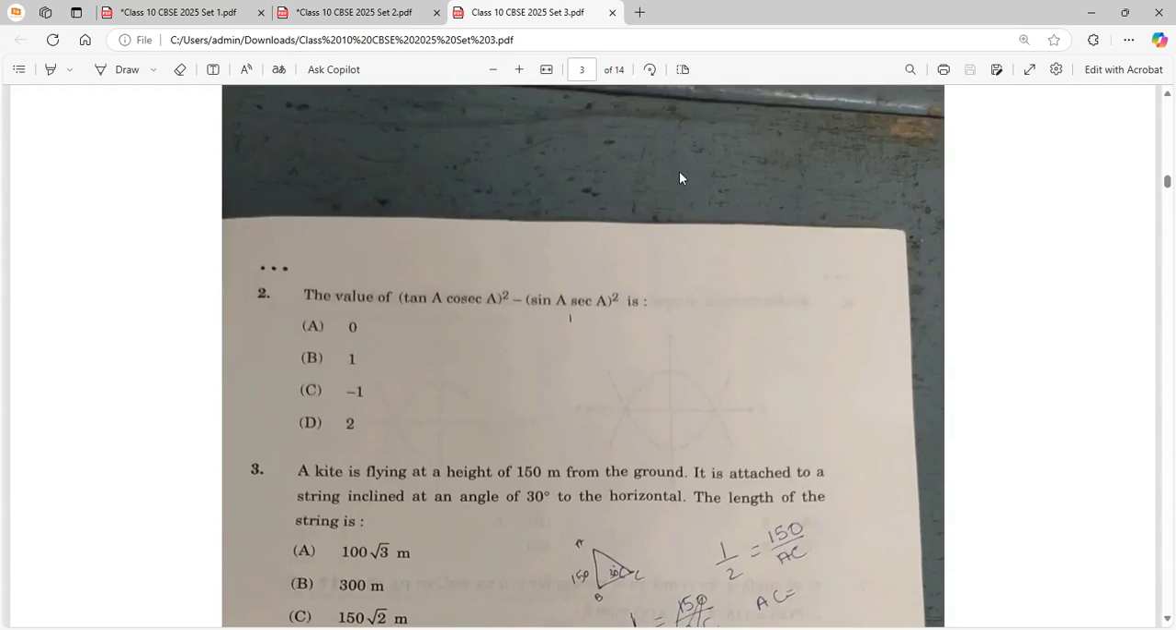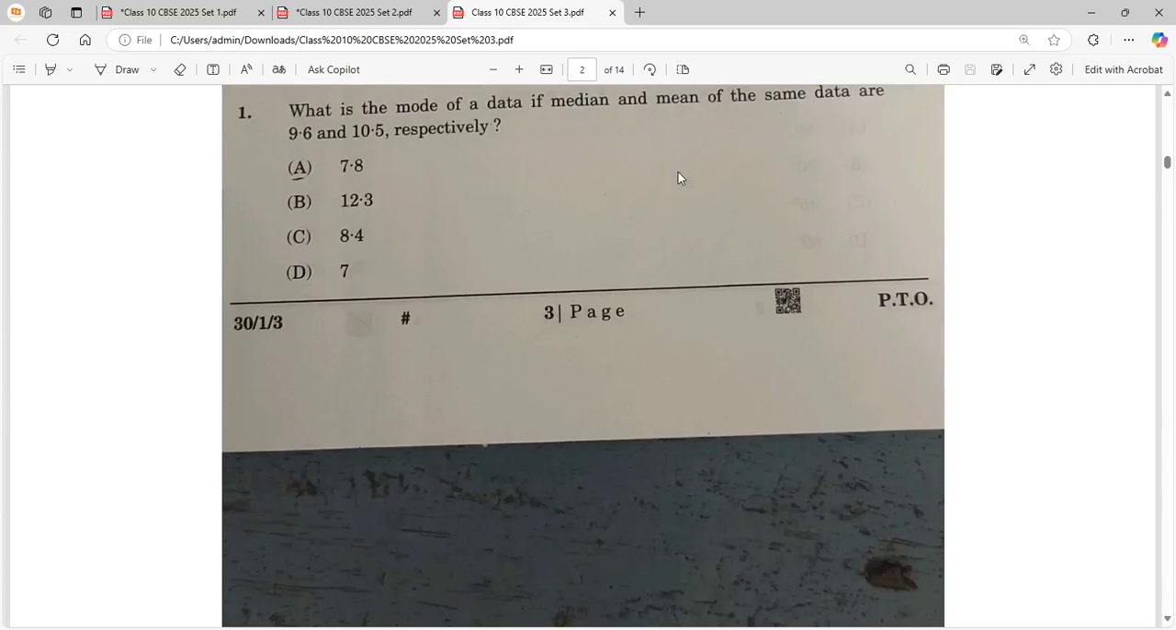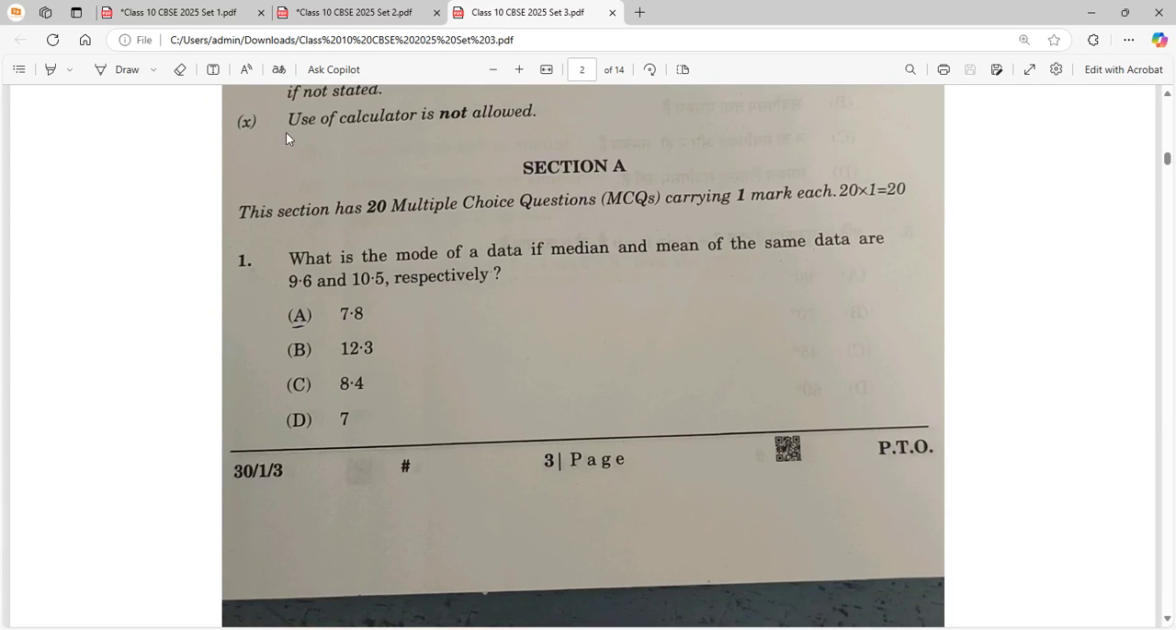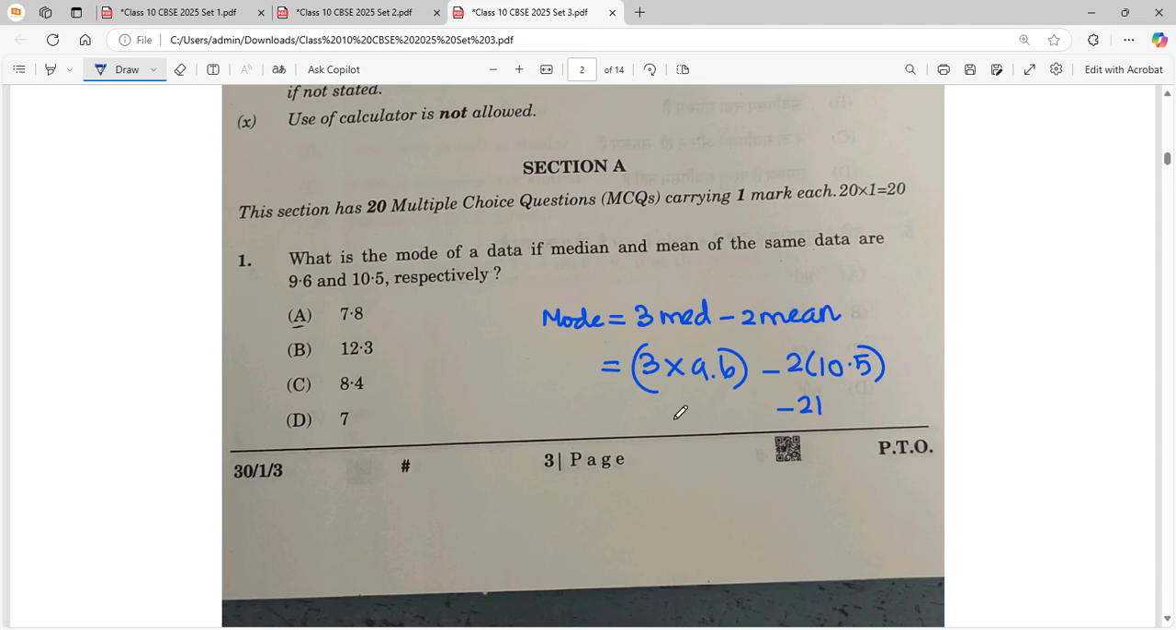Third set, question number 1. The mode of the data is asked. We know that mode is equal to 3 times the median minus 2 times the mean. So 3 times the median, which is 9.6, minus 2 times the mean, which is 10.5. This is 21. 3 times 9.6 is 28.8. So the answer should have been 7.8.